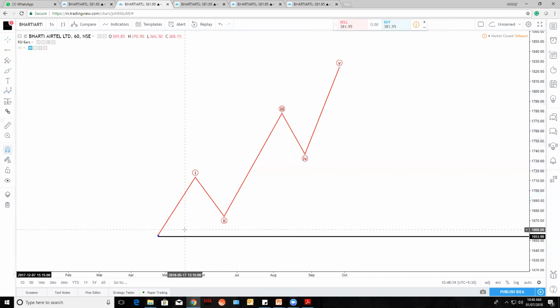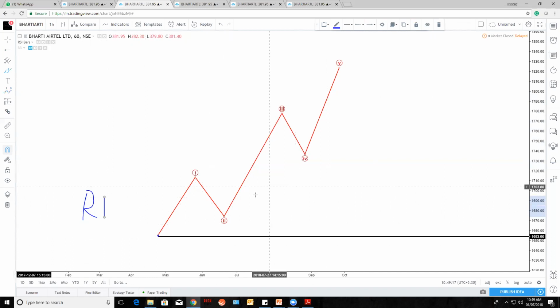So what is the rule? Rule number 1 is that wave 2 cannot retrace more than 100% of wave 1. Or you can say wave 2 cannot exceed wave 1, or it never retraces more than 100%. It has to be less than 100%, that is, a maximum of 99%. So this is rule number 1. I'll just write R1: it cannot retrace more than 100% of wave 1.